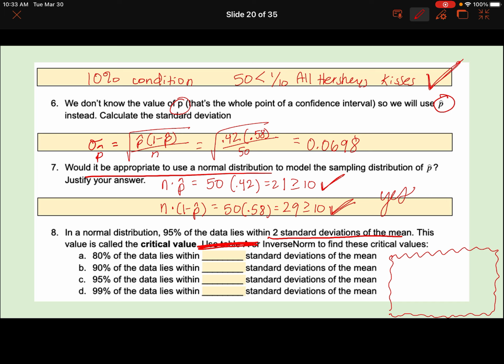Before I jump to that though, I'm going to make a quick picture. So I'm trying to figure out what value would work to give me 80% of my data, like right here. So notice that there's a little tail here that's not filled in, and there's a little tail here that's not filled in. Before I jump to the calculator, we got to talk about this.